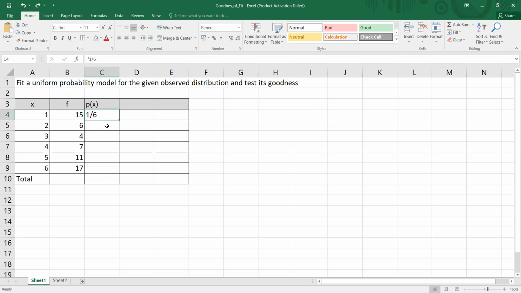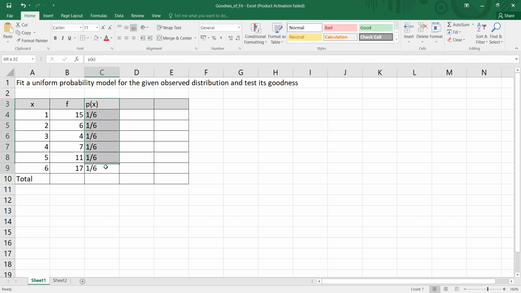It is not displaying in the proper way, so I have to type it manually. 1 by 6, 1 by 6, 1 by 6, and 1 by 6. We have to write down 1 by 6 here, starting it with an apostrophe. The reason is these probabilities are in ratio, not in fractions.